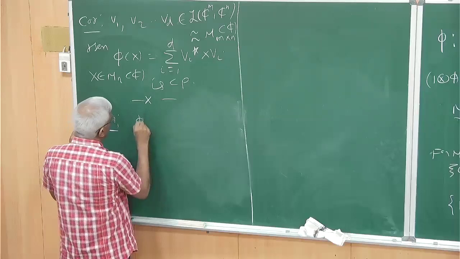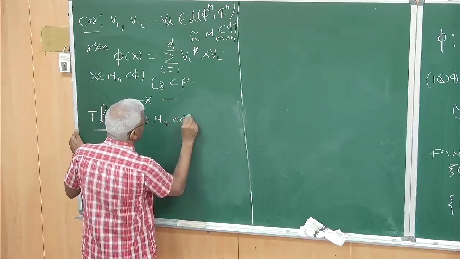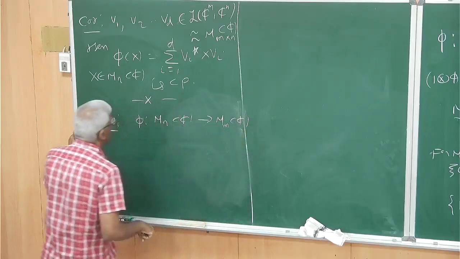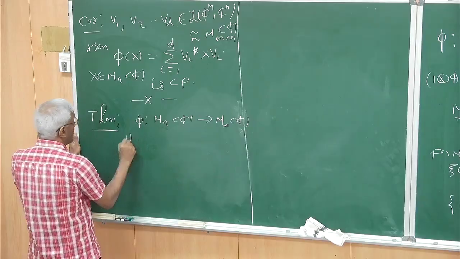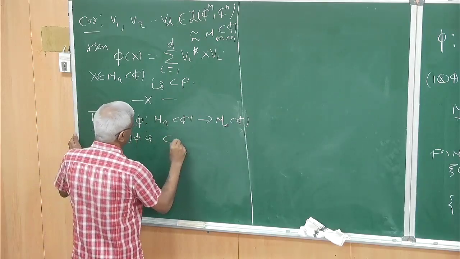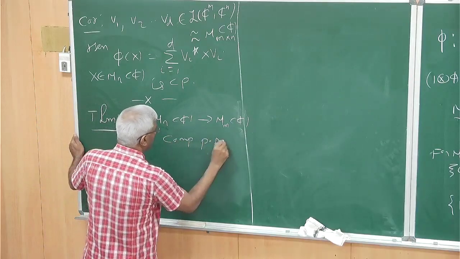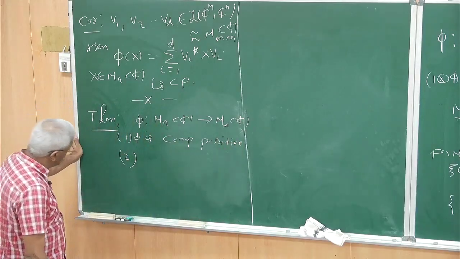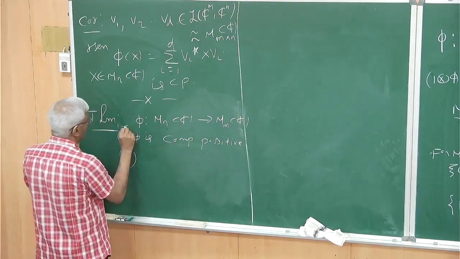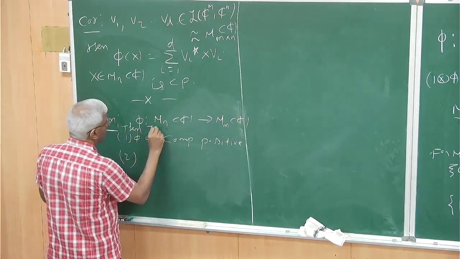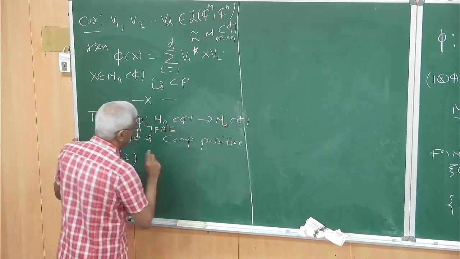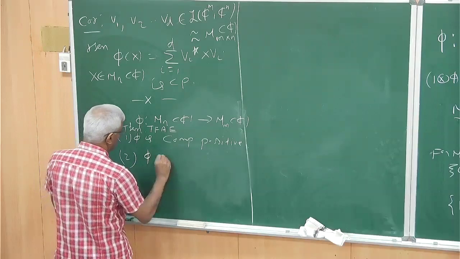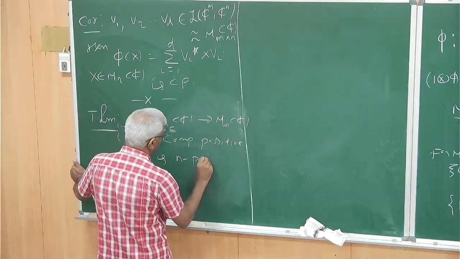Phi is a map from M_n(C) to M_m(C). Here the n is important. One, phi is CP, completely positive. Then the following are equivalent. This is the notation I use. The following are equivalent: this is equivalent to saying phi is n-positive. It is enough that it is n-positive.